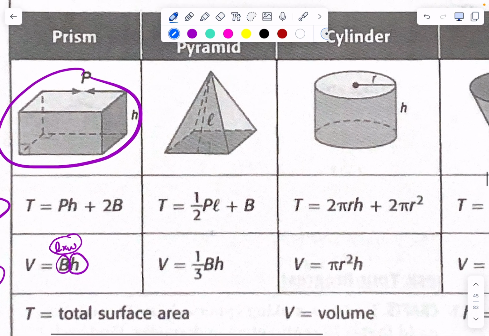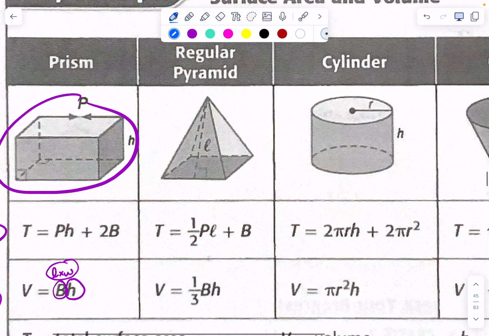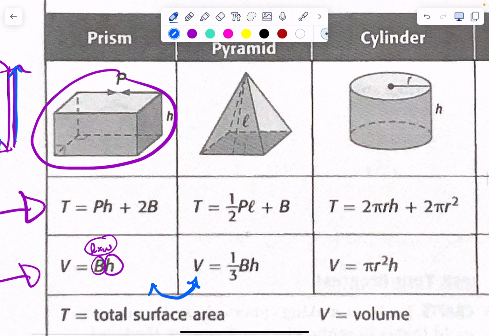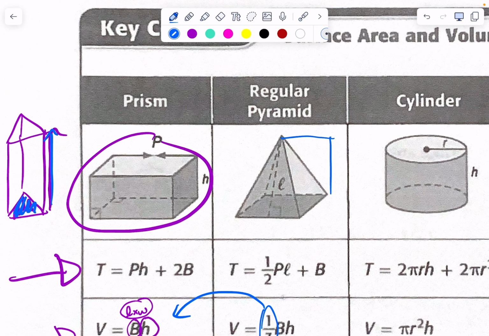Now, fancy business that we have going on with volume in comparison to a prism and a pyramid. They have the same equation, except a pyramid is a third. A pyramid is a third of a prism. Did you know that? Like if I would connect it over here and connect it over here, it would be a whole prism, right? It's like a third of it, okay?